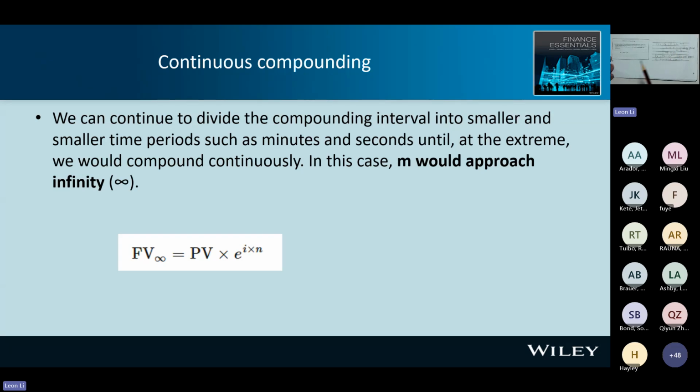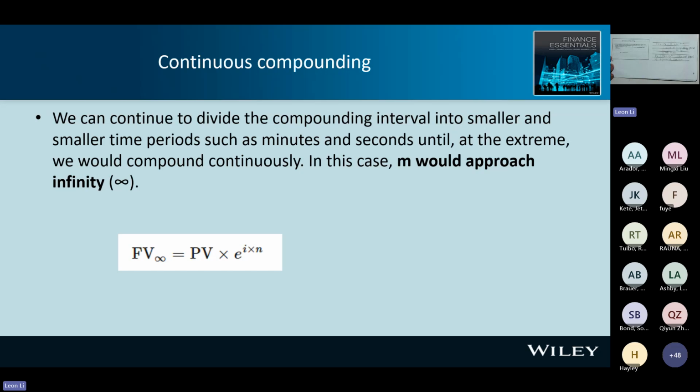So continuous compounding means we have compounding frequency not just every day, right? Every hour, every minute, and even every second. That means our M approaches infinity, right? So this is a special case. Then our final result is here. e is an exponential function. So our future value will be present value times the exponential function with power of I times n.